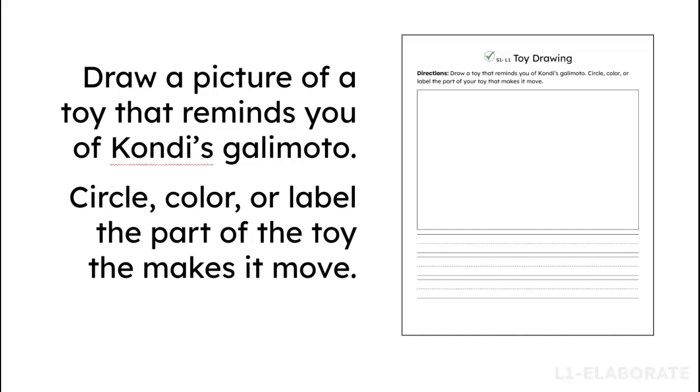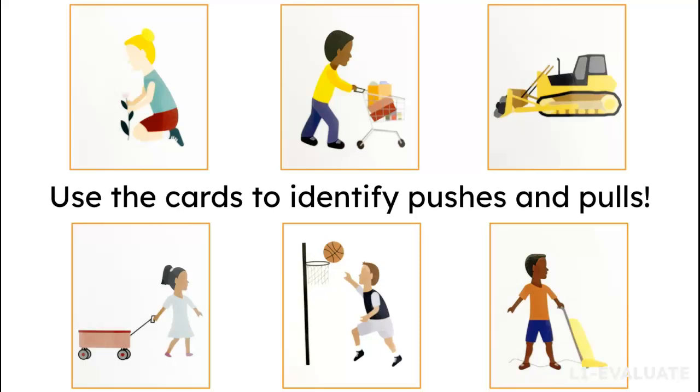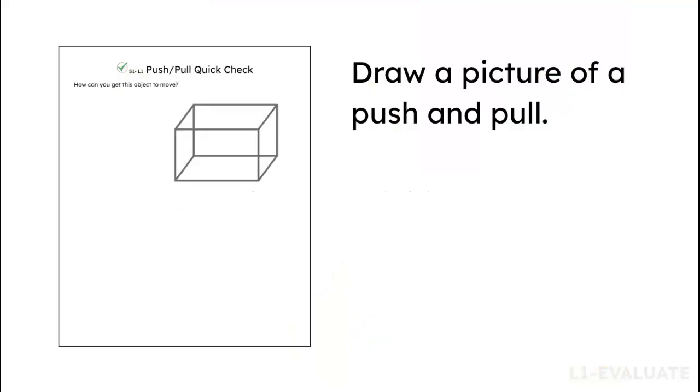For the Evaluate portion, students will do a card sort in groups. Students should explain how they know that the movement or motion on the card is a push or a pull. Students will then draw a picture of a push or a pull on the Push-Pull Quick Check student journal page.